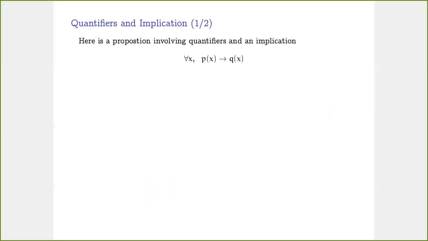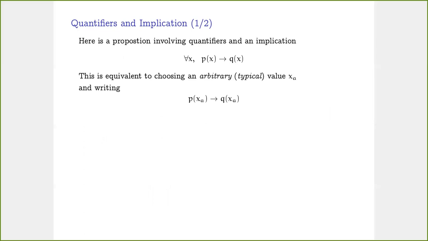Here's a proposition involving quantifiers and an implication. You can read this: for every x, it is true that P of x implies Q of x. If we wanted to prove that this was true, it'd be equivalent to choosing an arbitrary or typical value, x sub a, and writing P of x sub a implies Q of x sub a. If it's true for every x, then it's certainly true for this particular one.